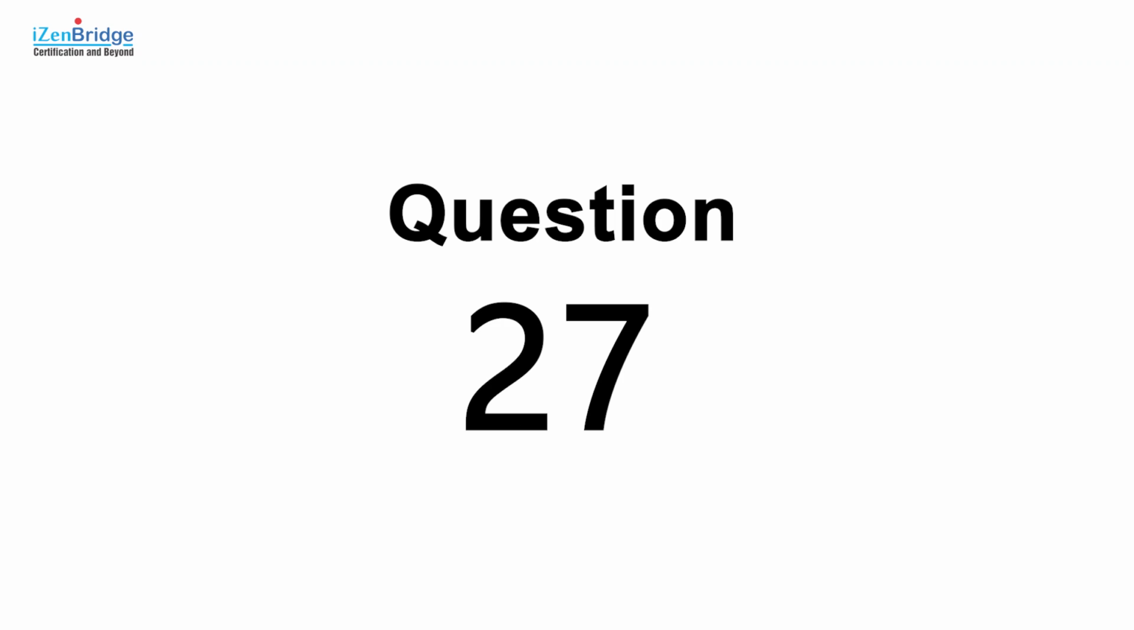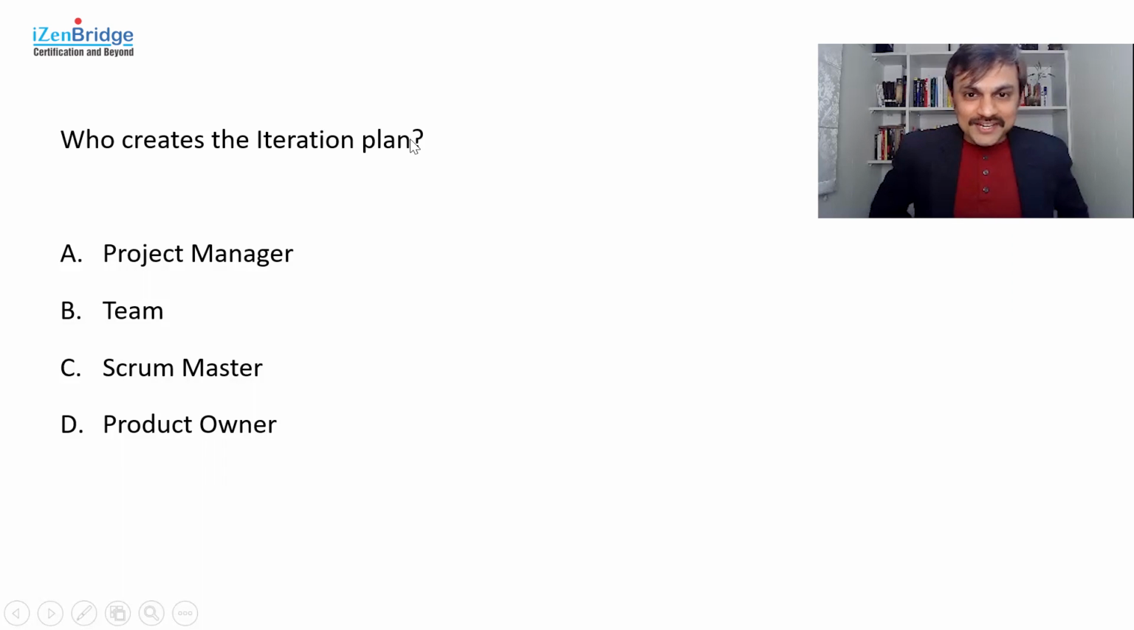Question 27. Who creates the iteration plan? Option A, project manager. Option B, team. C, Scrum Master, and D, product owner. You can pause if you want to think, but it seems to be a straightforward answer. At least picking an option should not take time. Small content. So let's look at them one by one.